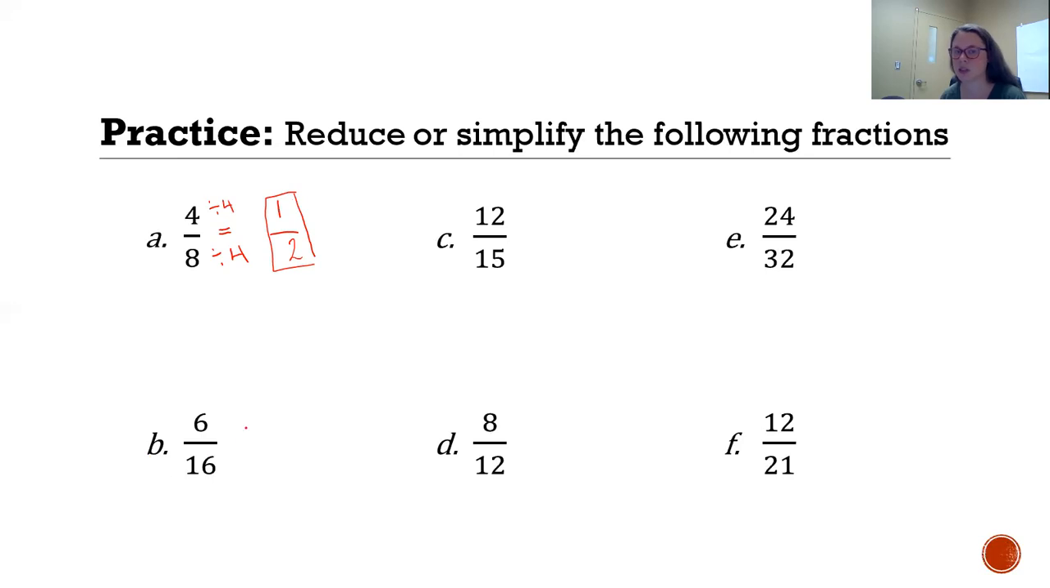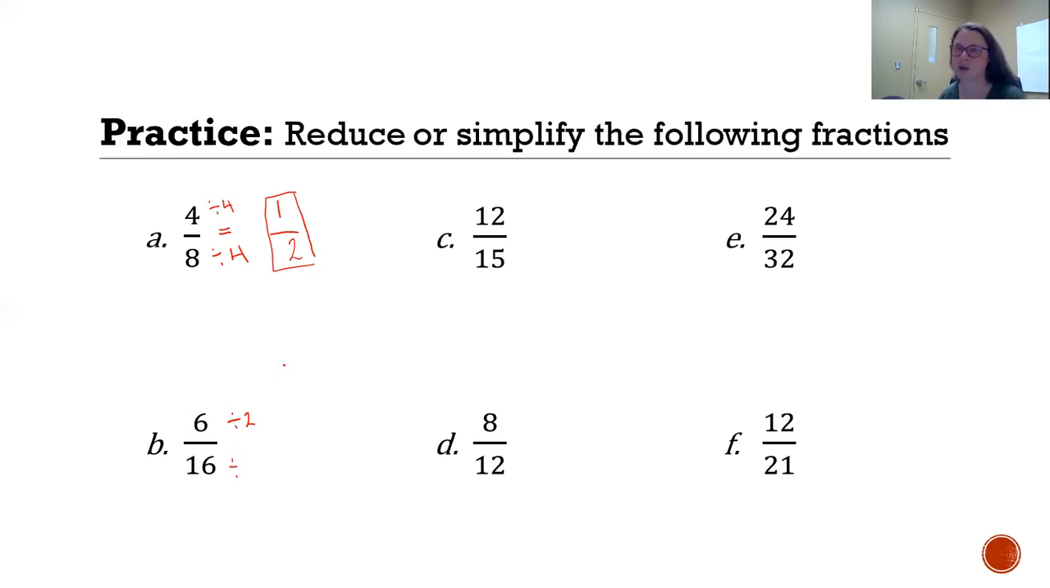We're going to drop down here to B. We have 6/16. To solve this one, I look at the two numbers. They're both even. If two numbers are even, you know you can divide by 2. Even numbers are numbers like 2, 4, 6, and 8, or 0.